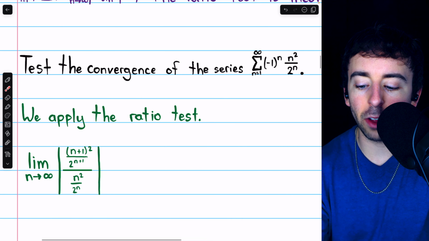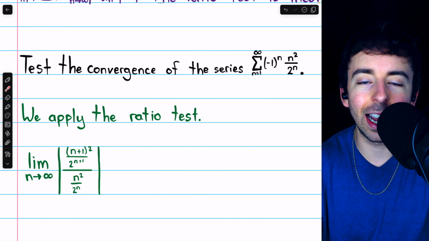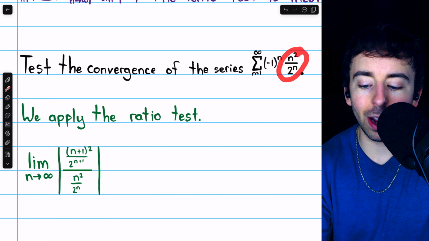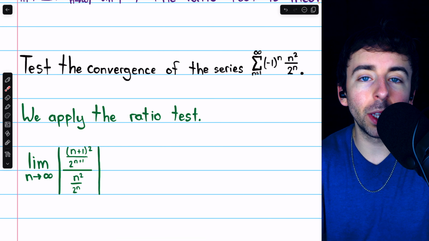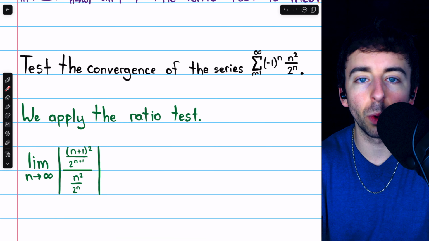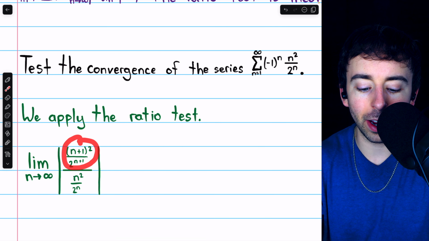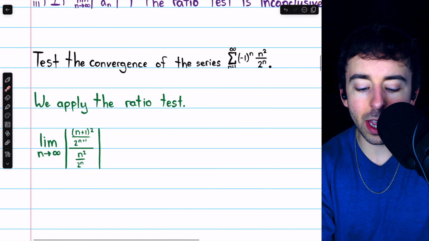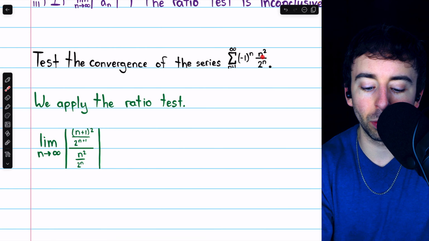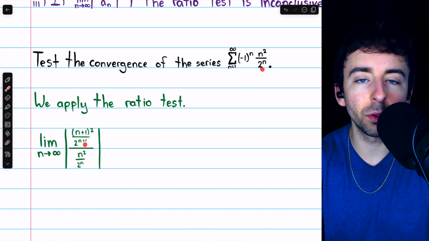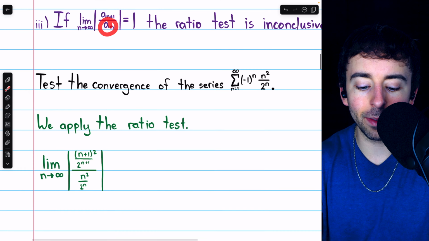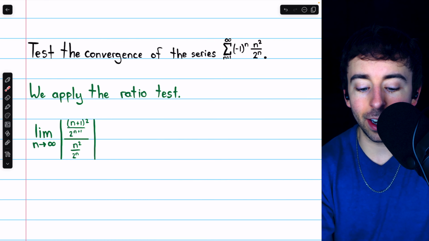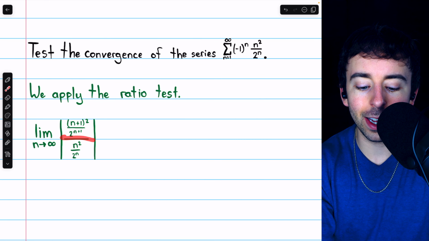Because it's inside absolute value bars, we completely disregard that (-1)^n. It's not going to matter because we have absolute value bars. Then we take the rest of the series, n squared over 2^n, and plug in n plus 1. That gives us the n plus 1th term, and that's what we see here in the numerator. Remember, it should be a_{n+1} divided by a_n. So in the numerator, we have a_{n+1}, that's (n+1) squared divided by 2^(n+1). We need to divide this by a_n, and so of course in the denominator we see n squared over 2^n. Again, this is the n plus 1th term divided by the nth term.